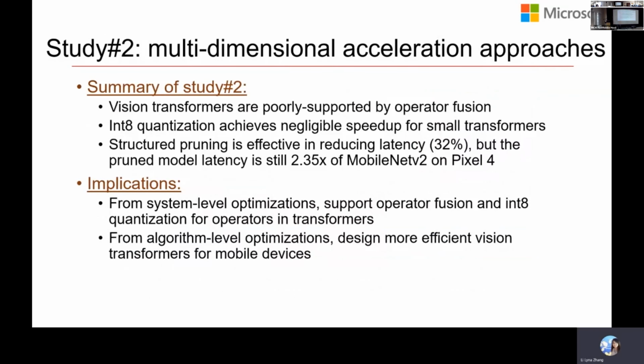Here are the key summary and implications by Study 2 for the 3 popular acceleration approaches. Operator fusion is not fully supported for vision transformers. Int8 quantization only significantly accelerates the MatMul operator and achieves small speedup for small transformers. Structure pruning is effective in reducing latency, but the compressed model latency is still 2.75 times of MobileNetV2 on Pixel 4. In other words, the compressed model for the smallest DeiT-tiny cannot be served efficiently on mobile devices. For the future work, we think there are 2 promising directions. From system-level optimizations, we support operator fusion and int8 quantization. From algorithm-level optimizations, we call for design of more efficient models for mobile devices.